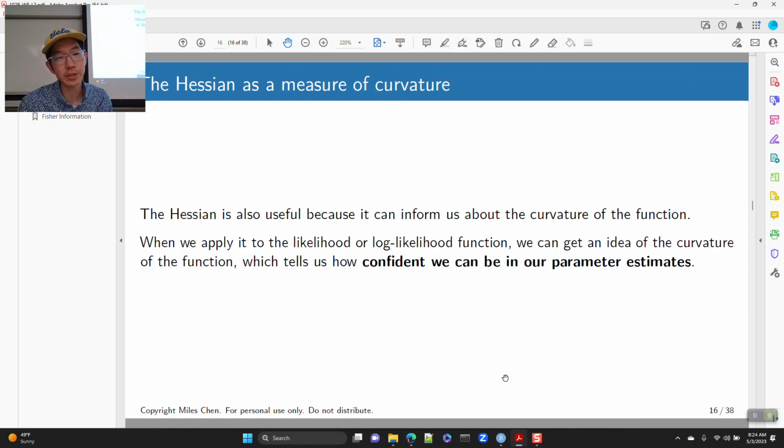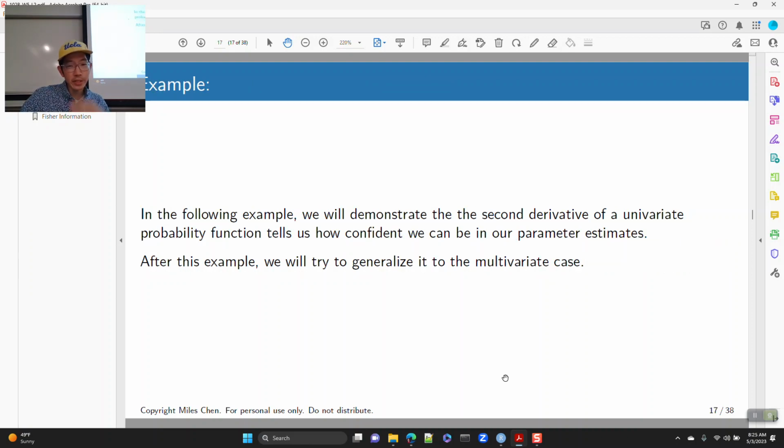So the Hessian is useful for us because it tells us about the curvature of the function. When we apply it to, say, the likelihood or the log likelihood function, we get an idea of the curvature of the function, and that in turn tells us how confident we can be in our parameter estimates. I'm going to do a univariate example at first. My hope is that it shows how the second derivative tells us how confident we can be in our parameter estimates.